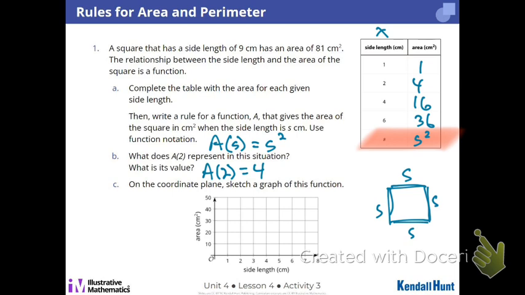Let's graph it. 0, 1 is 1, 2 is 4, 3 is 9, 4 is 16, 5 is 25, 6 is 36. And is this going to be a continuous or a discrete graph? Discrete. Or continuous because you can have points. Could we have decimals and fractions for our side lengths? Yeah. I wouldn't use them as reference points unless I had to, but yeah, this is going to be continuous.